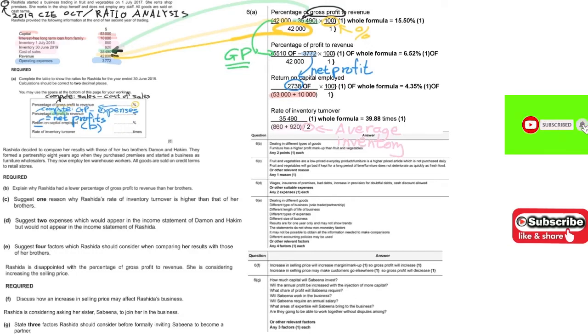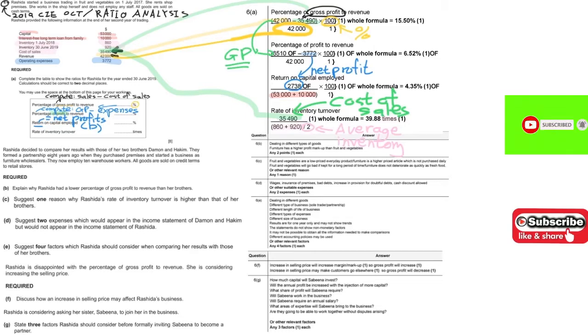Next, you have to put the cost of sales in the numerator. I would like to remind you, this is not sales, but cost of sales. So you put cost of sales on the numerator, and you put average inventory in the denominator. Remember, you have to divide it by 2. One thing that is very important is that this is in times, so you don't have to times 100. I repeat, you don't have to times 100 for this answer. So that's all for part A.